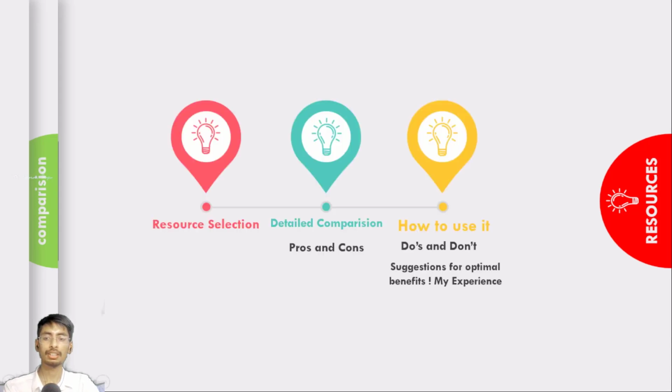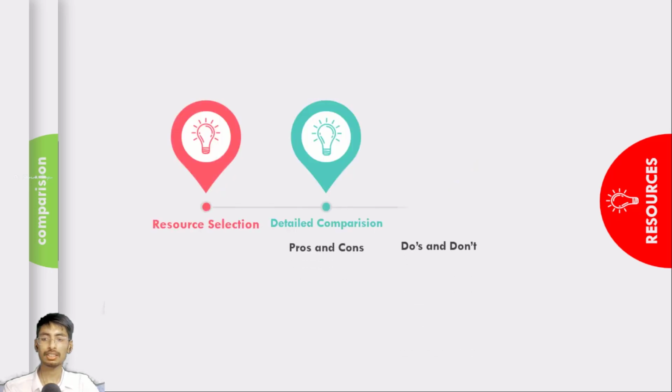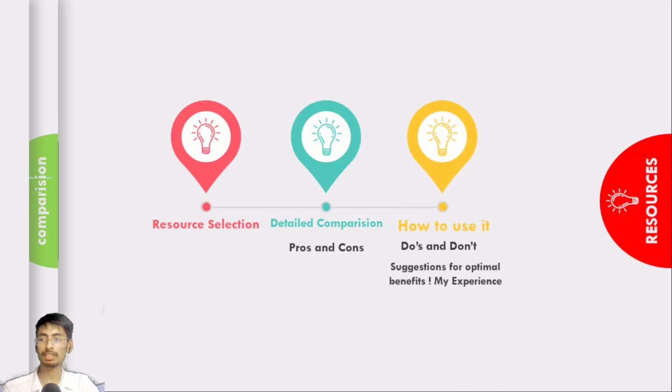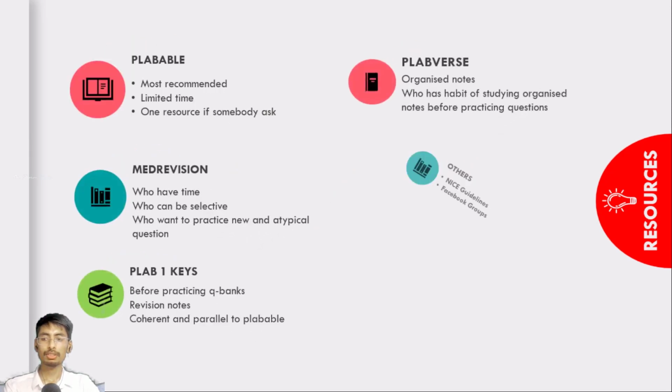Coming to the main core topic of our discussion today, it is the resources. I'm going to divide this resource section into three parts. The first one is resource selection. The second is a detailed comparison of a few resources, with their pros and cons. And the third is how to use those resources, with do's and don'ts, which will basically be about my experience. Let's talk about the resources.